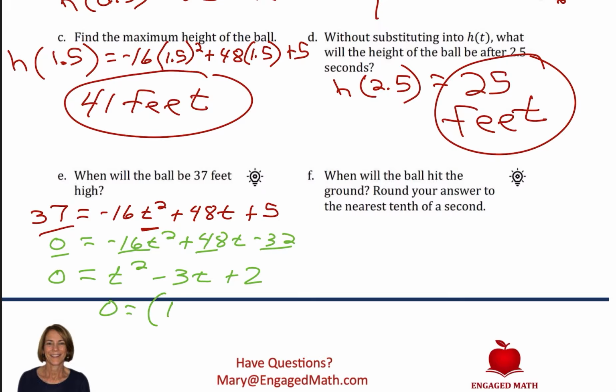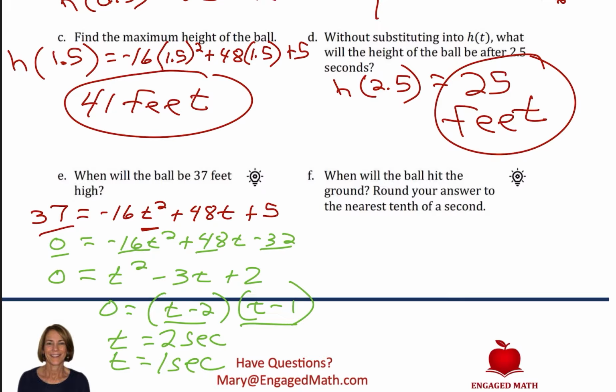Now we can factor, because we know this is just an AM factoring, and we have t minus 2 and t minus 1. Because negative 2 and negative 1 multiply to positive 2 and add to negative 3. So our two answers are t equals 2 seconds and t equals 1 second, because you set each one of these factors equal to 0 and solve. So we know the height of the ball will be 37 feet after 2 seconds and after 1 second.